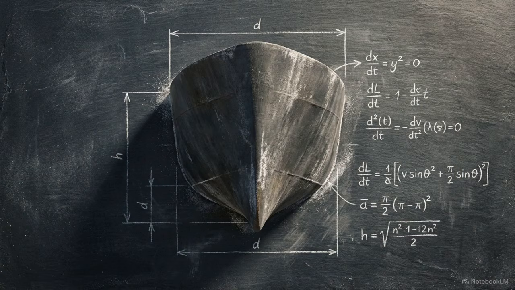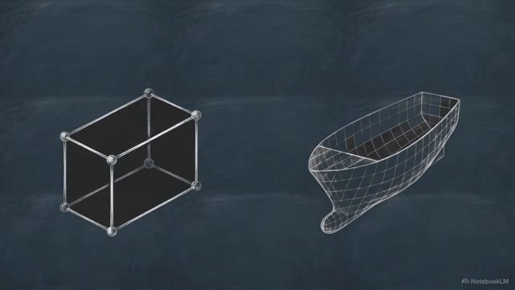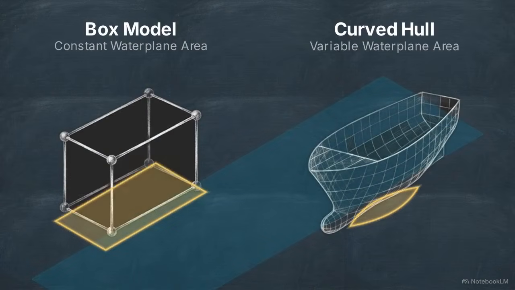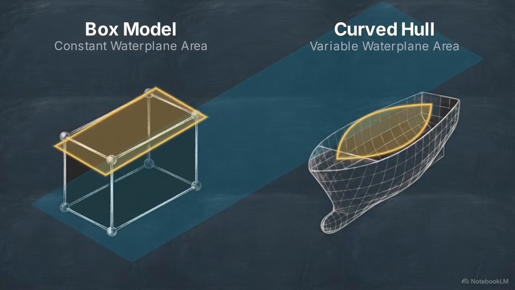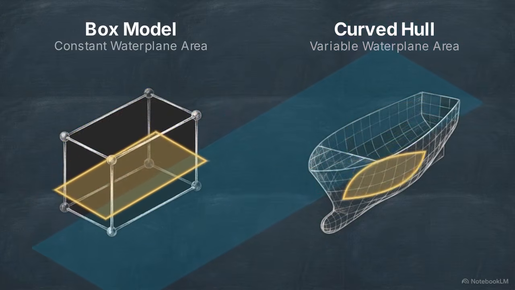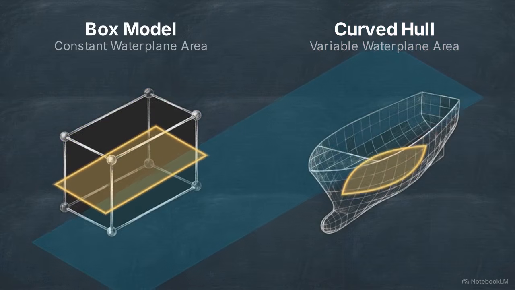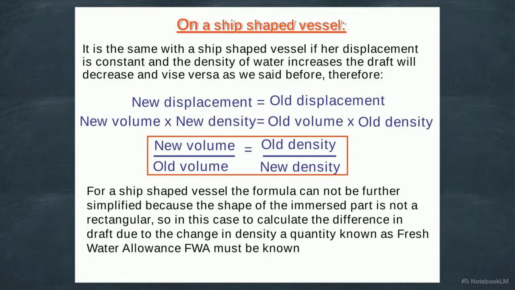In reality, commercial ships are not rectangular boxes. A ship's hull is curved, tapering at the bow and stern. As the draft changes, the cross-sectional area of the hull intersecting the waterline changes continuously. Because of this curve, immersed volume does not scale linearly with draft changes. To bypass this complex 3D hull calculus, naval architects use an empirical workaround called the freshwater allowance.